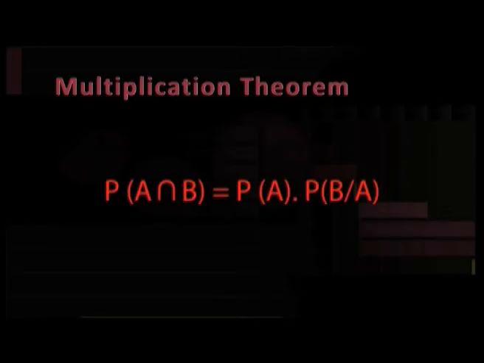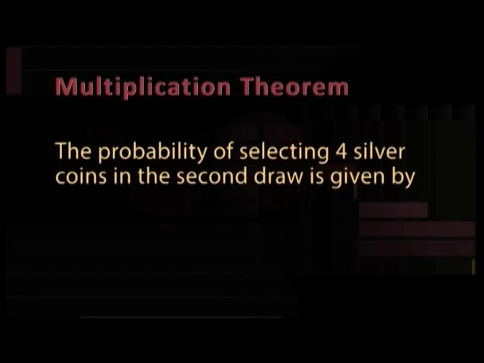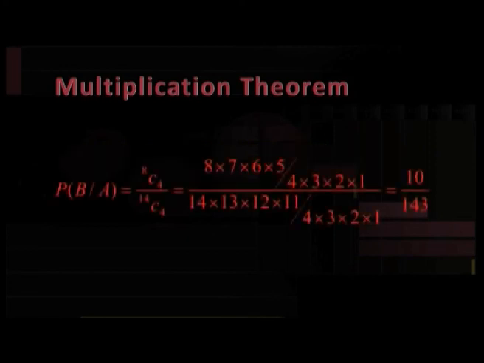and hence probability of A intersection B is equal to probability of A into probability of B given A. The probability of selecting 4 silver coins in the second draw is given by probability of B given A is 8C4 divided by 14C4, which is 8 into 7 into 6 into 5 divided by 4 into 3 into 2 into 1 divided by 14 into 13 into 12 into 11 divided by 4 into 3 into 2 into 1, which is 10 by 143.